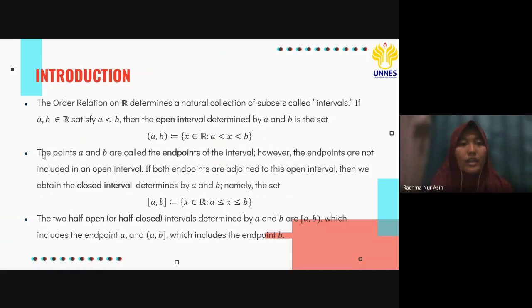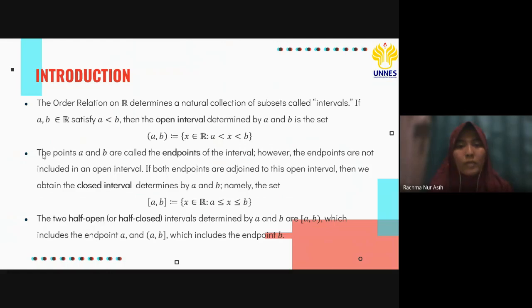For the introduction, the order relations on real numbers determine a natural collection of subsets called intervals. If a, b are elements of R satisfying a less than b, then the open interval determined by a and b is defined as the set of x in the real numbers such that x is greater than a but less than b. The points a and b are called the endpoints of the interval. However, the endpoints are not included in an open interval.